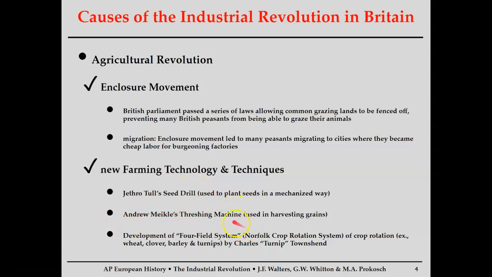The threshing machine by Andrew Meikle, this basically mechanizes the harvesting process here. Instead of using like that hand scythe, Grim Reaper style, you have now mechanized the process. What else do we got?